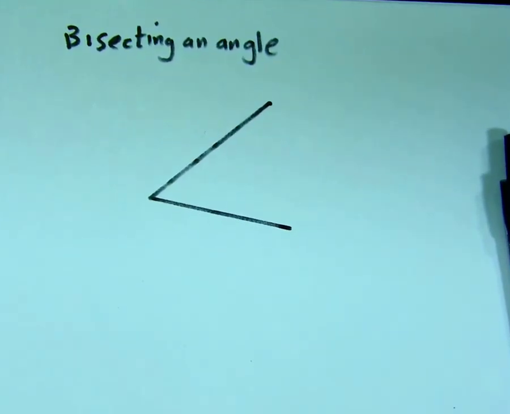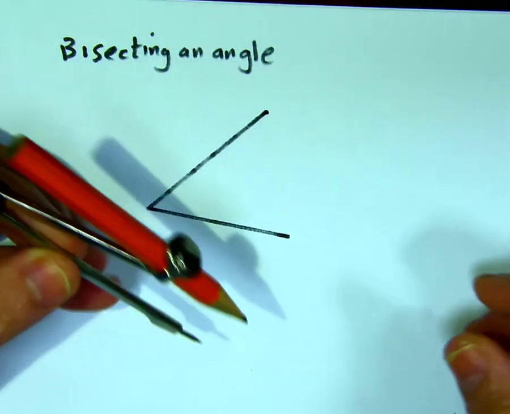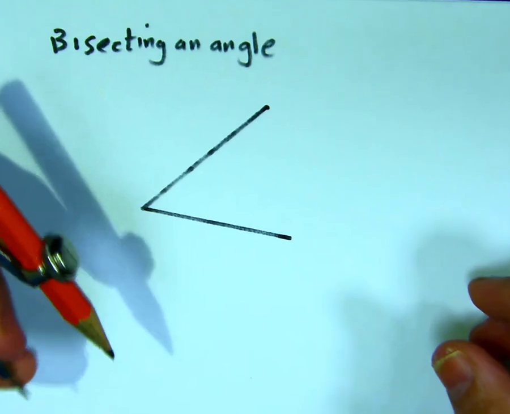Hello everyone, this is Engineer Hussam, and today we are going to show you how to bisect an angle. The better way to do that is having a compass.